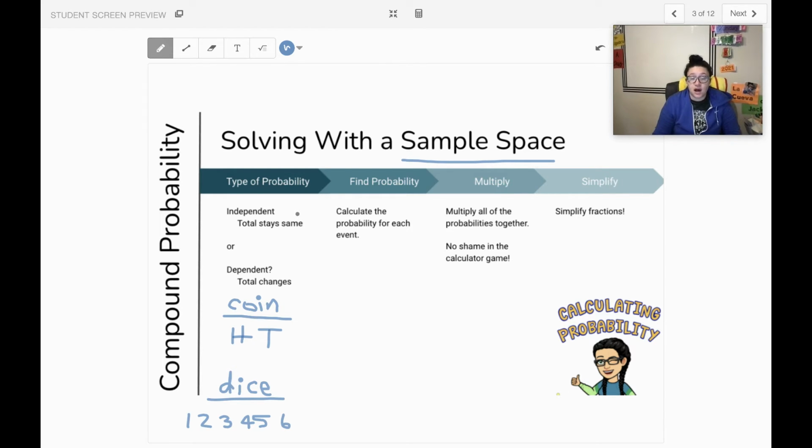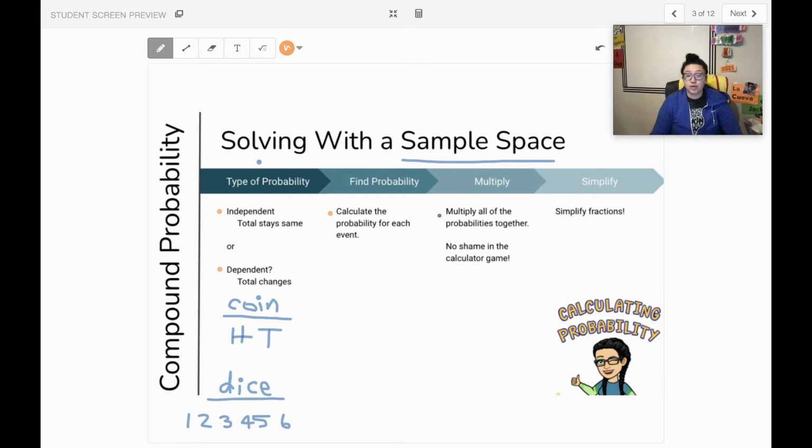So if you want to solve compound events with a sample space, there are a few things you need to look at. First, you want to decide what kind of probability it is. Is it an independent probability, where your total is going to stay the same? Or is it a dependent probability, where things are going to impact or change the numbers? Once you've decided if it's independent or dependent, then you want to calculate the probability of each event separately, just like we did before with simple probability. What's the chance of each of those things happening?